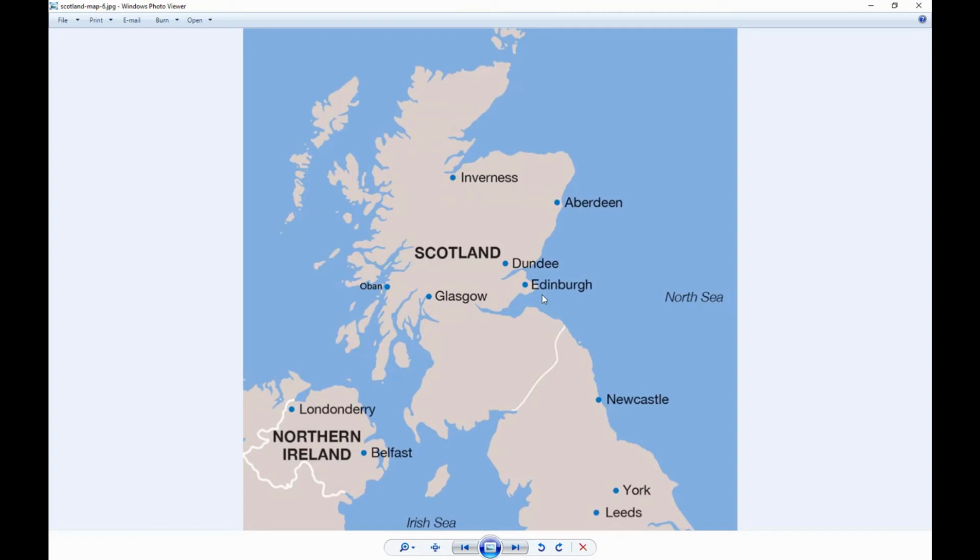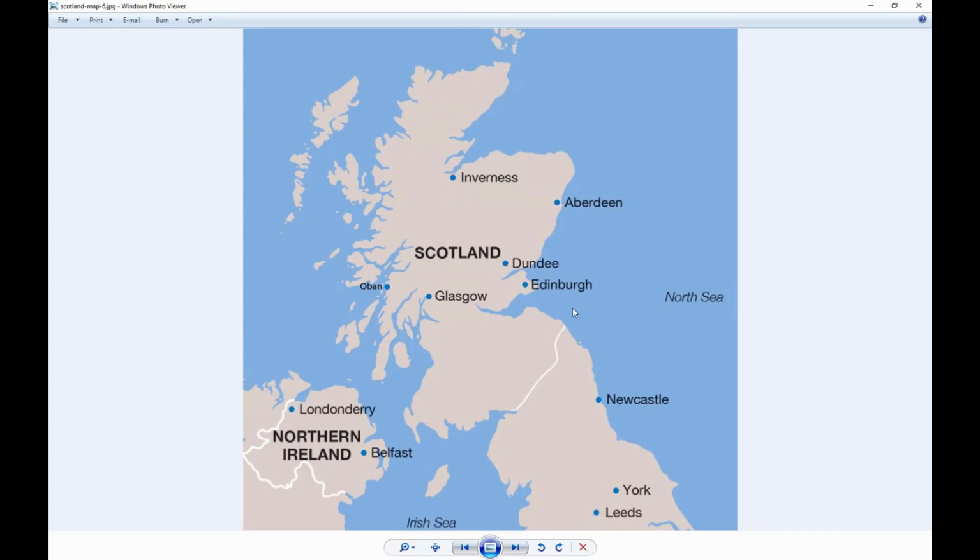About 5.5 million people live in Scotland. That's about 8.3% of the total population of the United Kingdom. Edinburgh here, that's the capital. Glasgow here is the largest city. There's probably about 500,000 people in Edinburgh and maybe about 650,000 in Glasgow. Next would come Aberdeen and then Dundee.